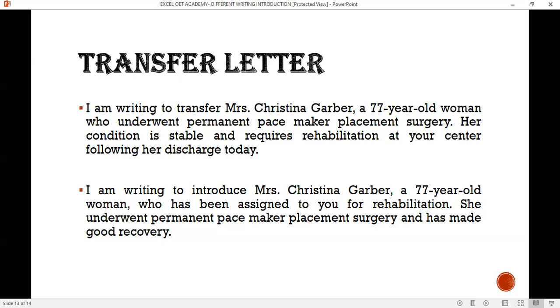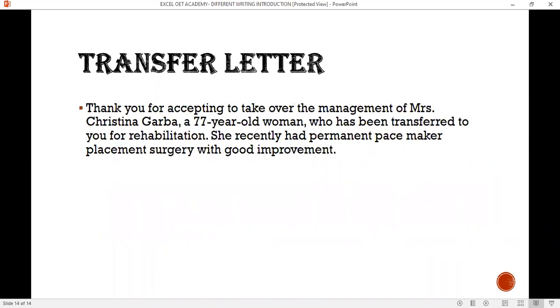All right. So I'm writing to introduce Mrs. Christina Gaba, a 77-year-old woman who has been assigned to you for rehabilitation. She underwent permanent pacemaker placement surgery and has made a good recovery. So this is the third and final way of writing the transfer letter.